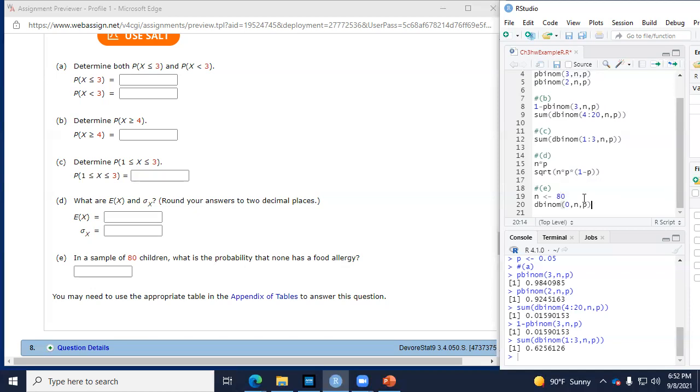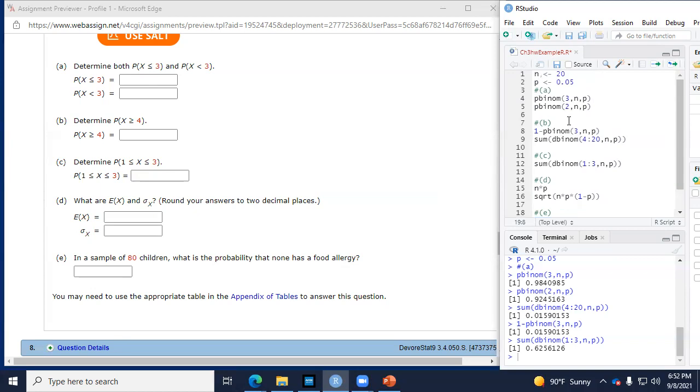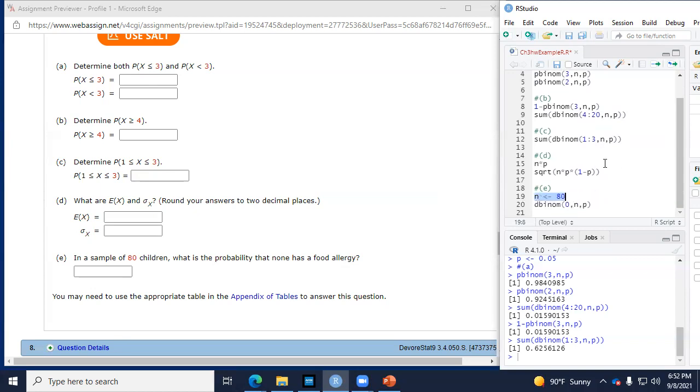And this is how you work. The only change is that your sample size changed. So N has changed, so I have to reassign this N. P did not change, so P is still equal to 0.05. So I just directly use this P. And this is the probability you use.